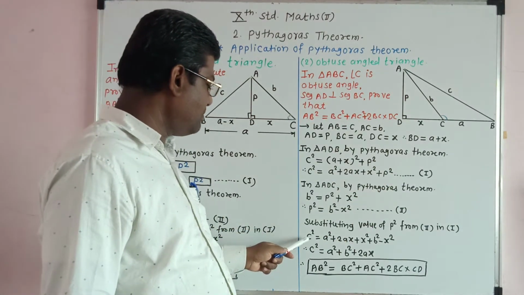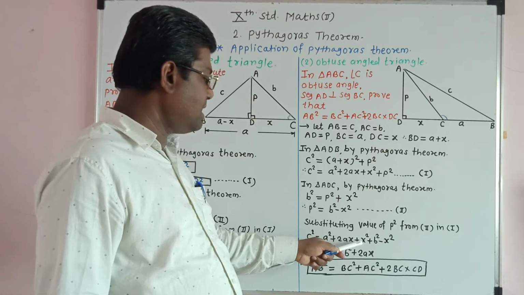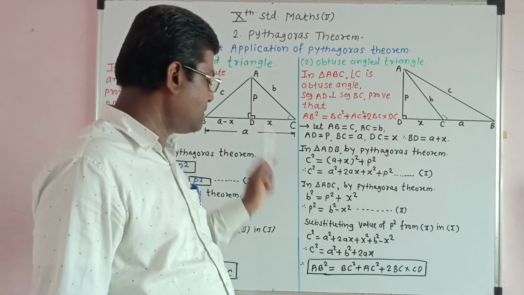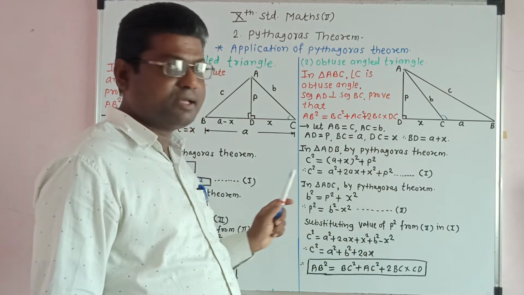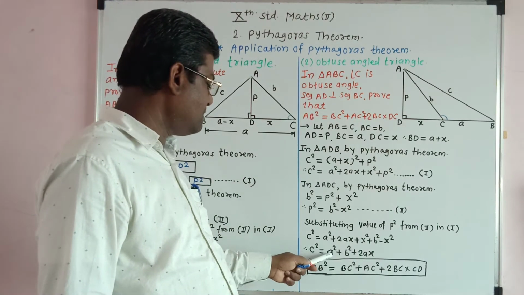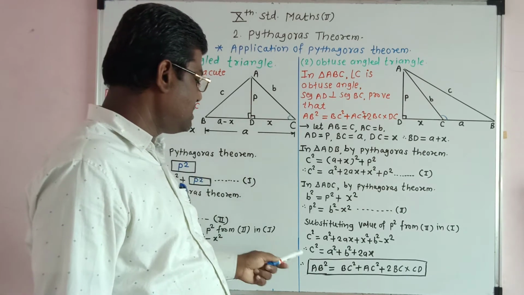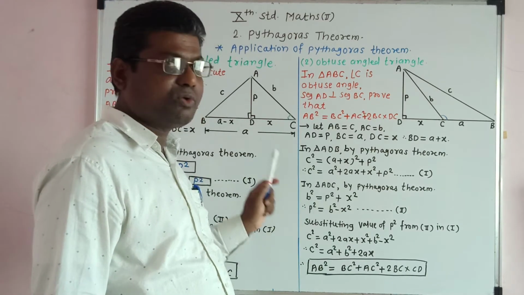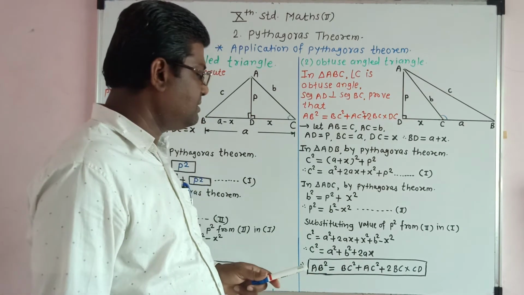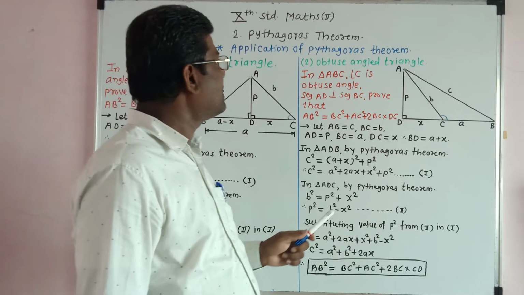Therefore equation 1 becomes c square is equal to a square plus twice ax plus x square plus b square minus x square. Plus x square and minus x square will get cancelled. So what will remain is c square is equal to a square plus b square plus twice ax, that is AB square is equal to BC square plus AC square plus twice BC into CD. Now how to remember this theorem?